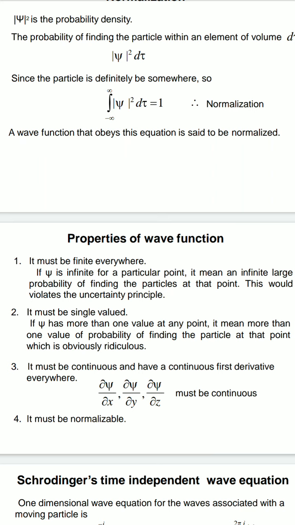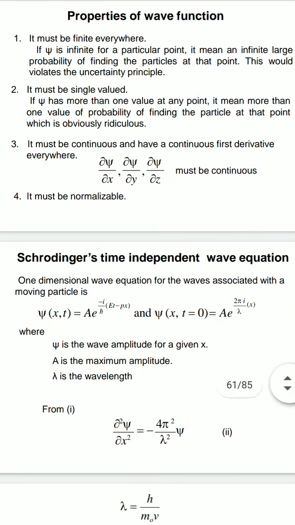The wave function should be continuous and its derivative also should be continuous. And what is the next one? It should be single valued and it should be finite. So these are the 4 properties of a wave function.